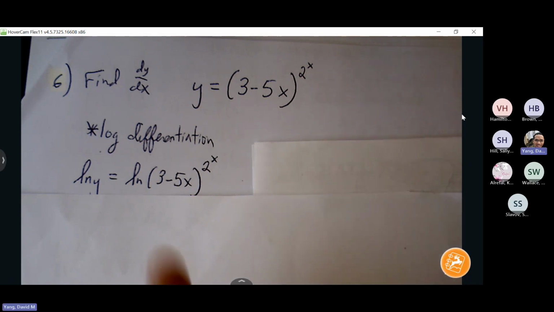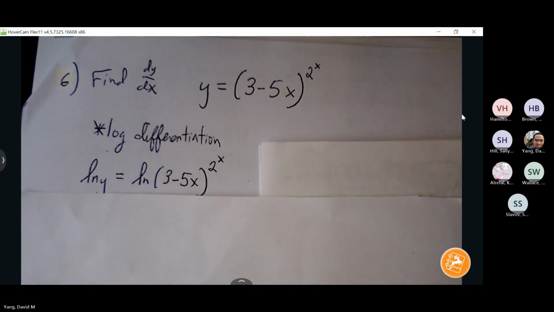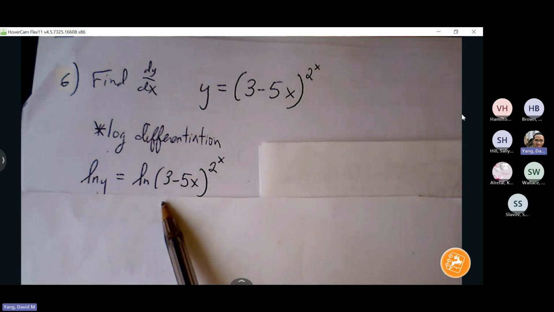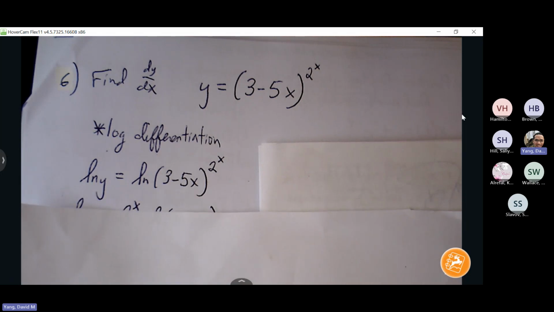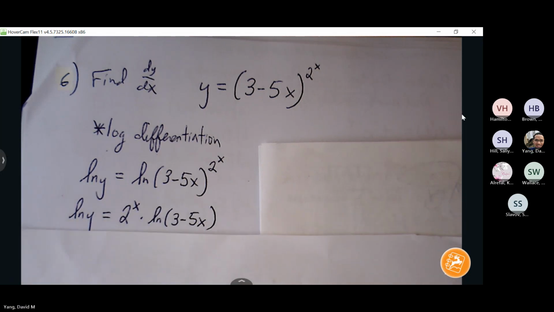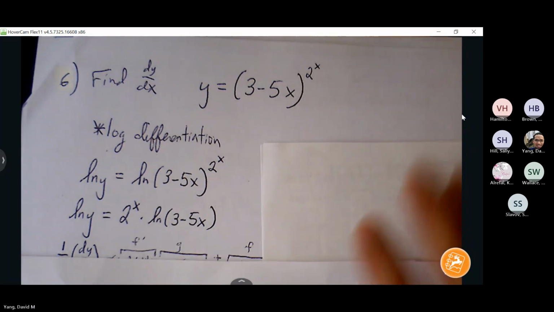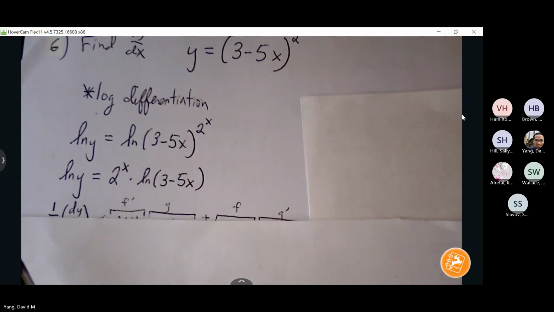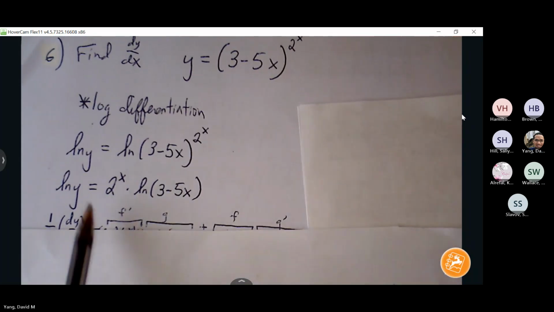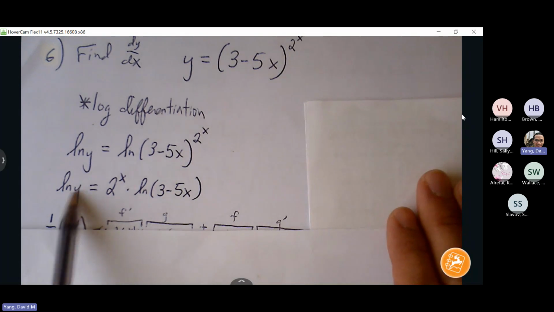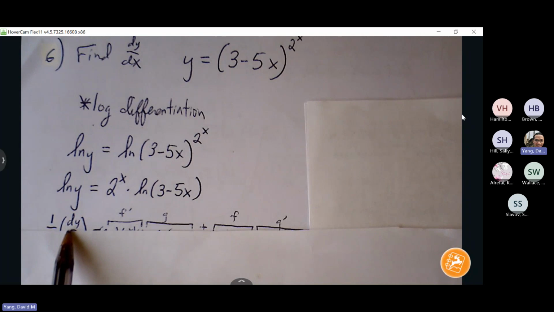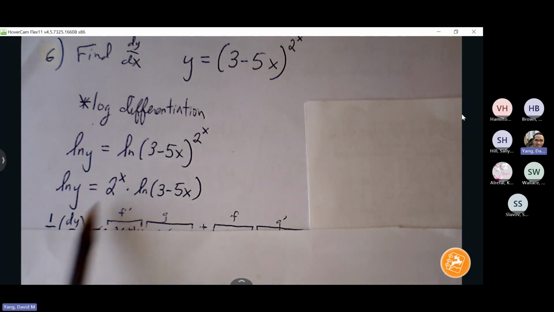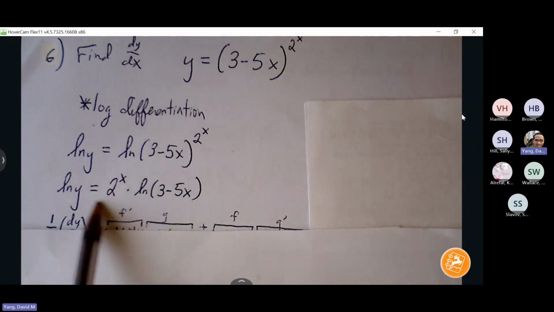Okay, what's our next step? Bring that 2 to the x down. So the left side is just 1 over y times dy/dx. The natural log of u is u prime over u, and we have to go through implicit differentiation here. Okay, what rule do we use for 2 to the x?